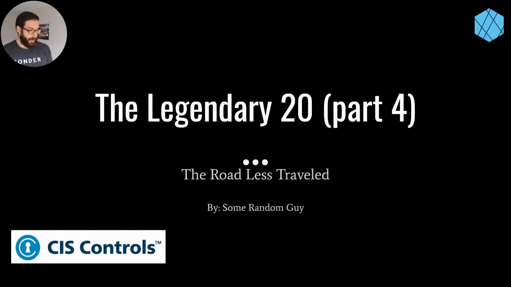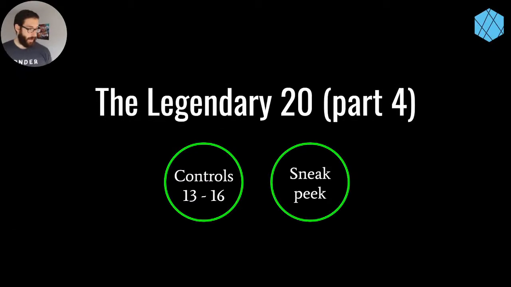And today we're going to talk about the fourth part of this 5-part series. So we're almost over, which is great. Part 4 of the CIS controls. So I'm going to go up to the agenda. So the agenda is 13 through 16, and then we're going to talk about a sneaky peeky for next weeky.